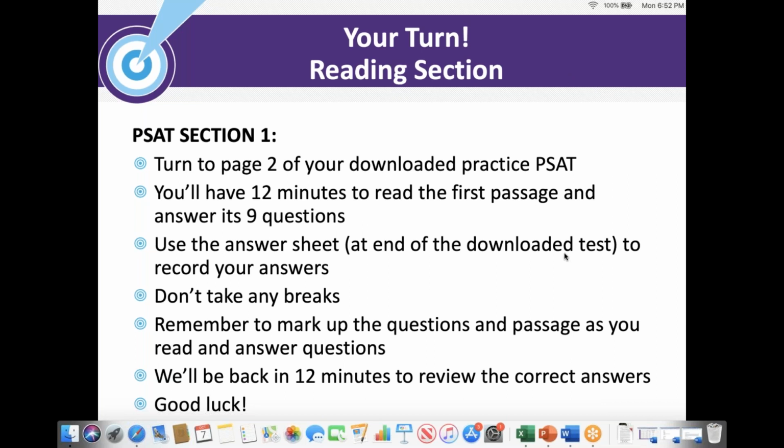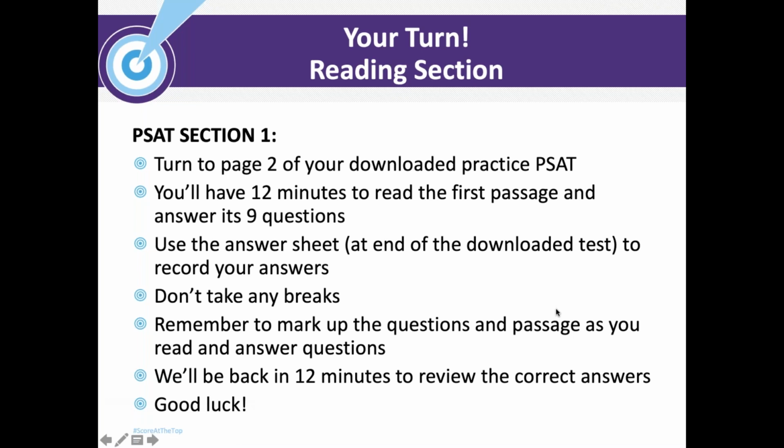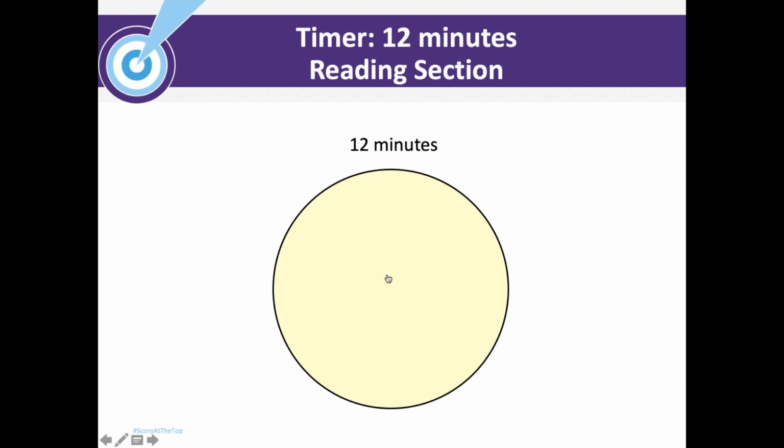All right. So everyone should be open to page 2 on their PSAT, on their reading section. I'm going to start this timer in just 1 second. You're going to see the yellow circle gradually go to blue, and that will mark 12 minutes. I am going to go mute for the next 12 minutes to give you the opportunity to answer questions 1 through 9. You're going to be focusing on passage 1, and you can go ahead and get started.